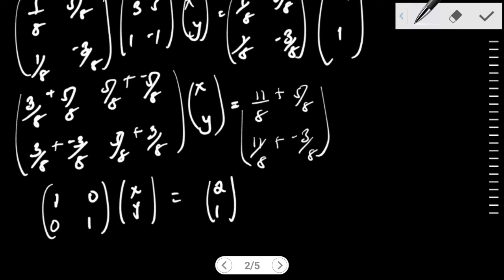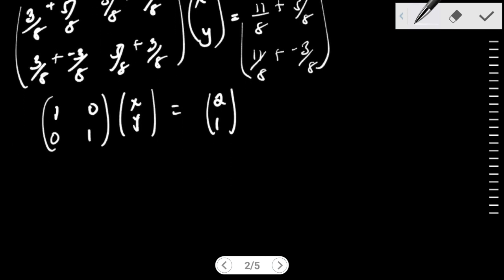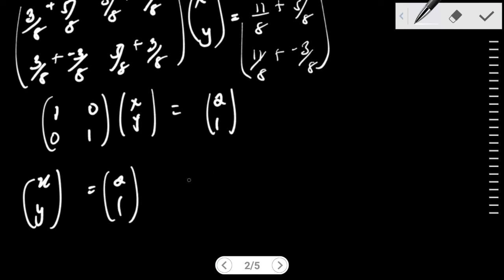Having got that, now let's work out the final answer. We find that this would be 1 times x, which gives us x, and then 0 times y, which gives us 0. Down here we would have 0 times x, which gives us 0, then 1 times y, which is y, and this equals 2, 1. Therefore, in this case, x would be equal to 2 and y would be equal to 1.